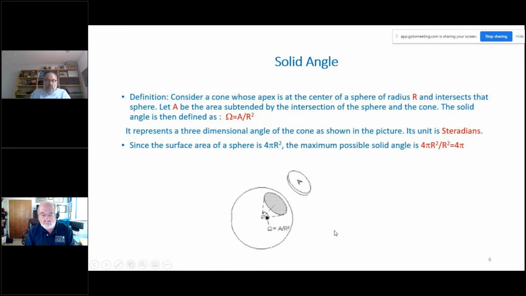Because a sphere has a 4 pi r squared surface area, if you divide that full surface area by r squared, the maximum possible solid angle that a sphere could provide is 4 pi.